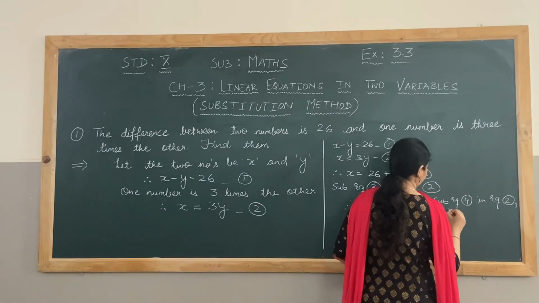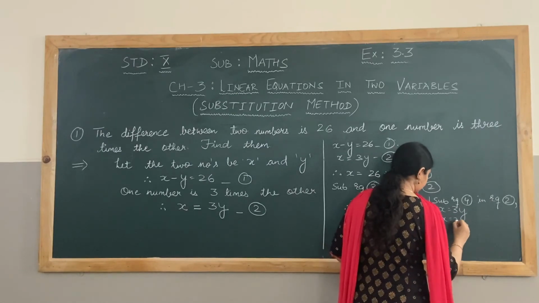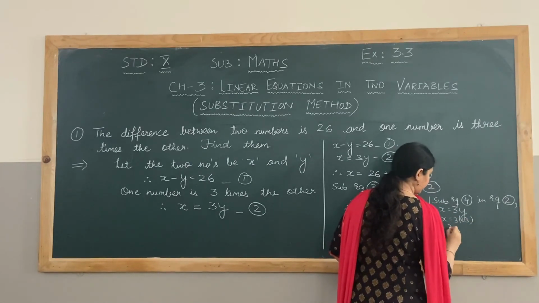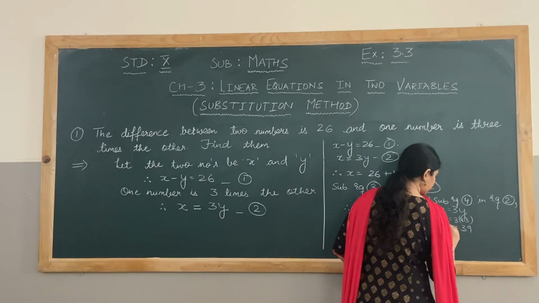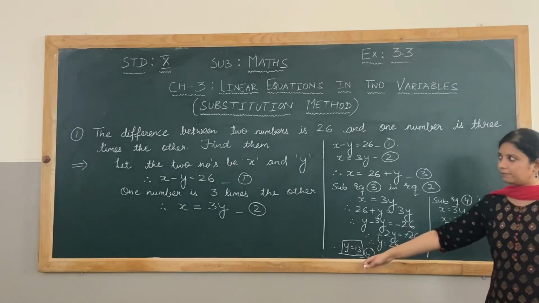What are you given? x is equal to 3y. So, instead of y, what can I use? 3 into 13. And therefore, x is equal to 39. So, this is my other number. One number is 39 and one number is 13.